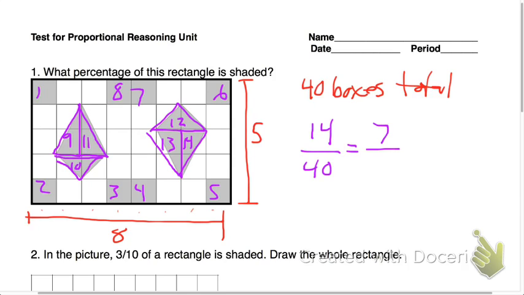Simplified, that's the same as 7 out of 20. And since I'm trying to find a percentage, I'd like to know how many out of 100. So I noticed that 20 times 5 would equal 100. So 7 times 5 is 35. So this answer is 35% of the boxes are shaded.